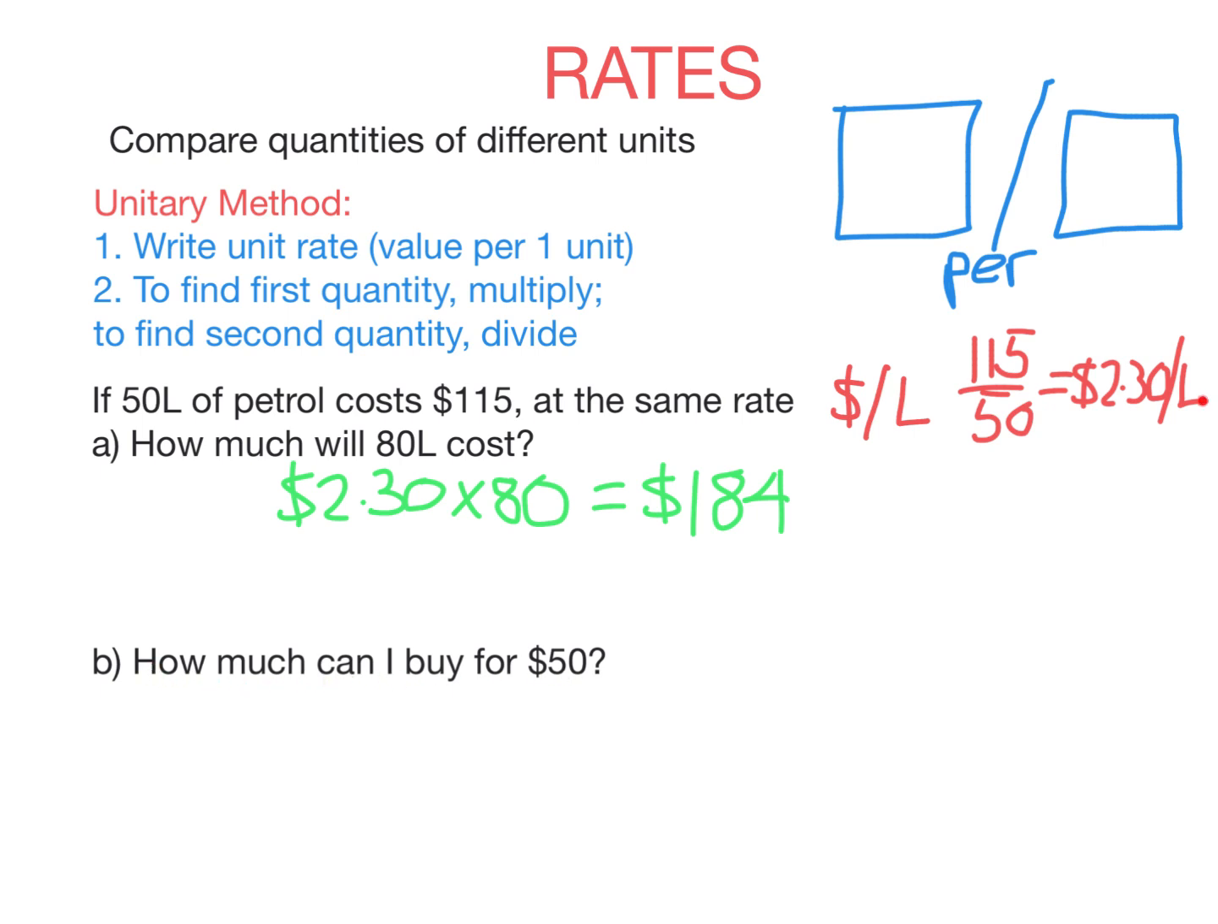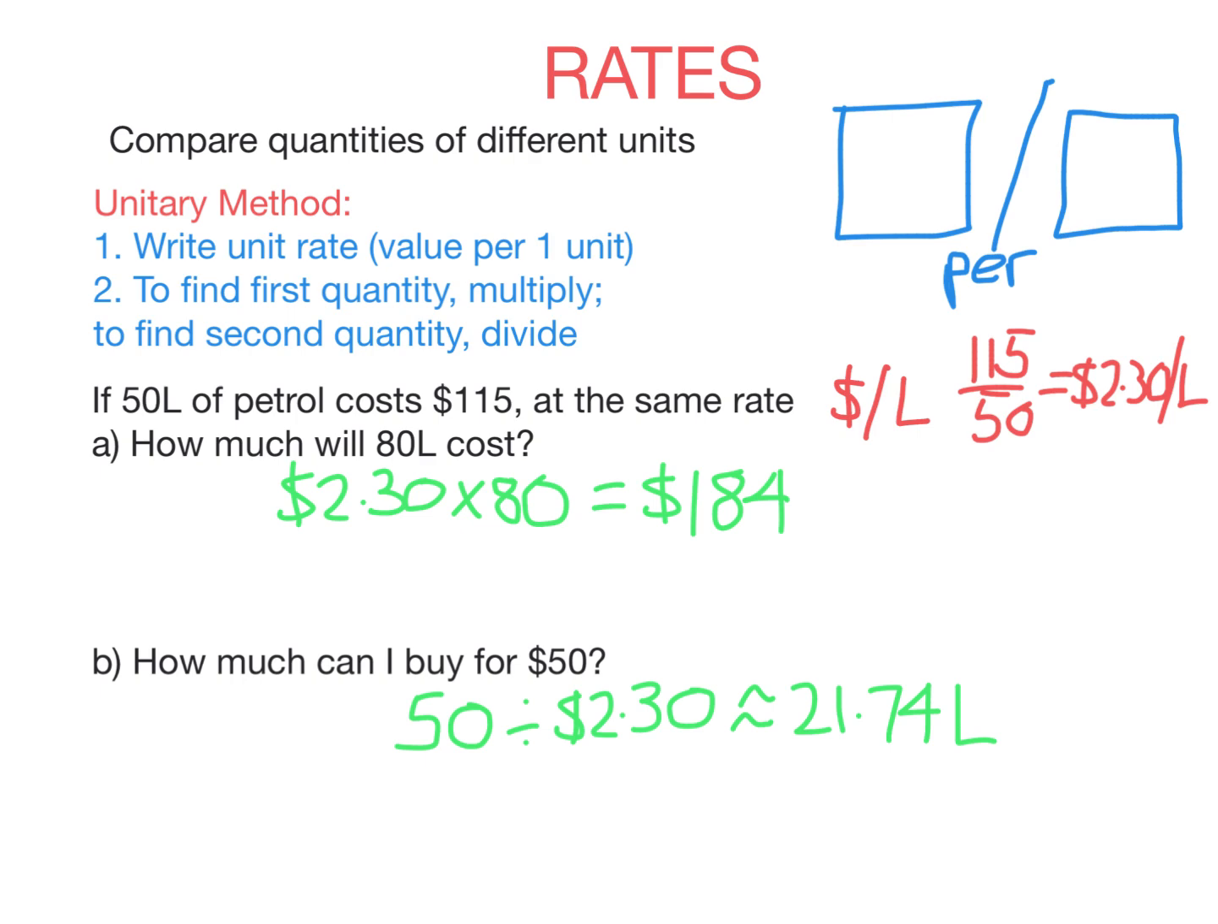So in this one, how much can I buy for $50? I'm trying to figure out how many litres I can get. What is the litres if I know the dollars? So I'm finding the second quantity. So this up here tells me I need to divide. So what I'm going to do here is take this quantity and divide by the rate. So putting that on our calculator, we get about 21.74. That means I can buy about 21.74 litres for $50.